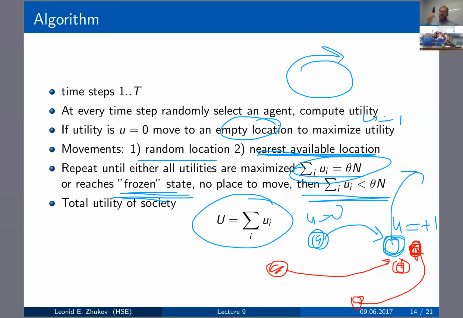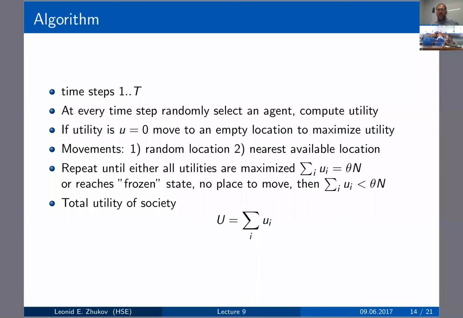All right? And so this process continues, it eventually converges, and it either converges to a happy state where everybody is satisfied, or it converges to this frozen state where there is no place to move. Anywhere you move, you're going to be unsatisfied, and there will be a percentile of the population that remains unsatisfied. And that second part is more realistic in real life. But it really depends on the percentile of empty spots available for location. Any questions about this algorithm?